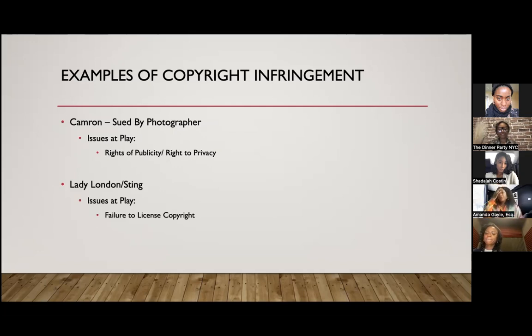So we'll go on to the second one. If you were following me, then you'll see that I also just posted a video about this yesterday, which is another example of copyright infringement, with Lady London and Sting, them actually being on two sides of the coin. So Lady London, this is one of my favorite little snippets.